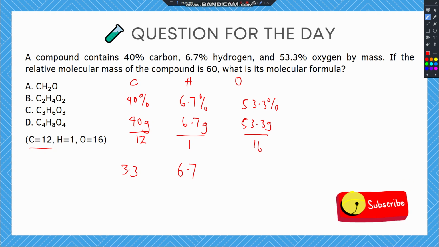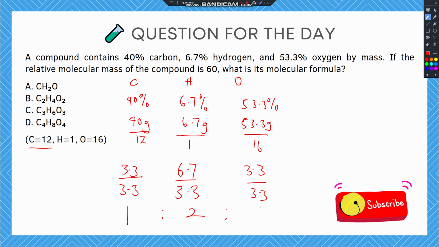And then we have 53.3 divided by 16, which gives us 3.3 as well. So now the next step is to divide by the smallest among all three of them. The smallest is 3.3. So when we divide by 3.3, 3.3, and 3.3, we end up having 1, 2, and 1.